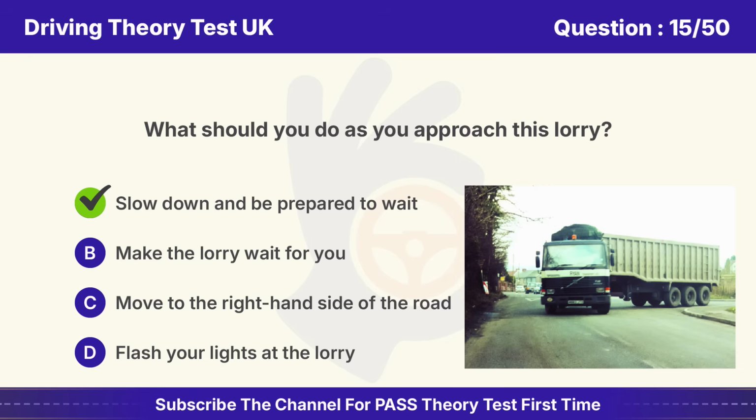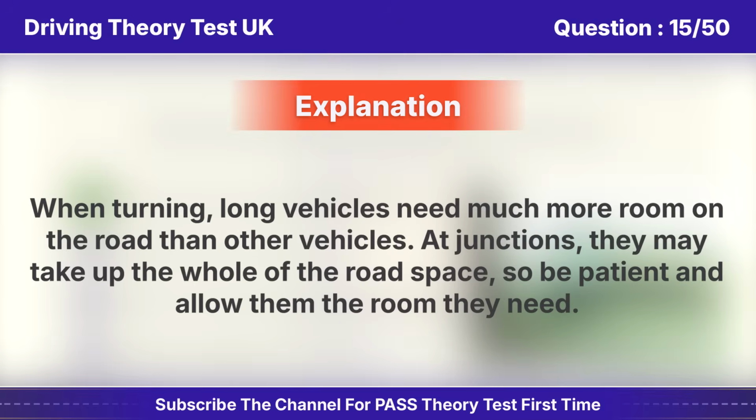Answer is A. Slow down and be prepared to wait. When turning, long vehicles need much more room on the road than other vehicles. At junctions, they may take up the whole of the road space, so be patient and allow them the room they need.